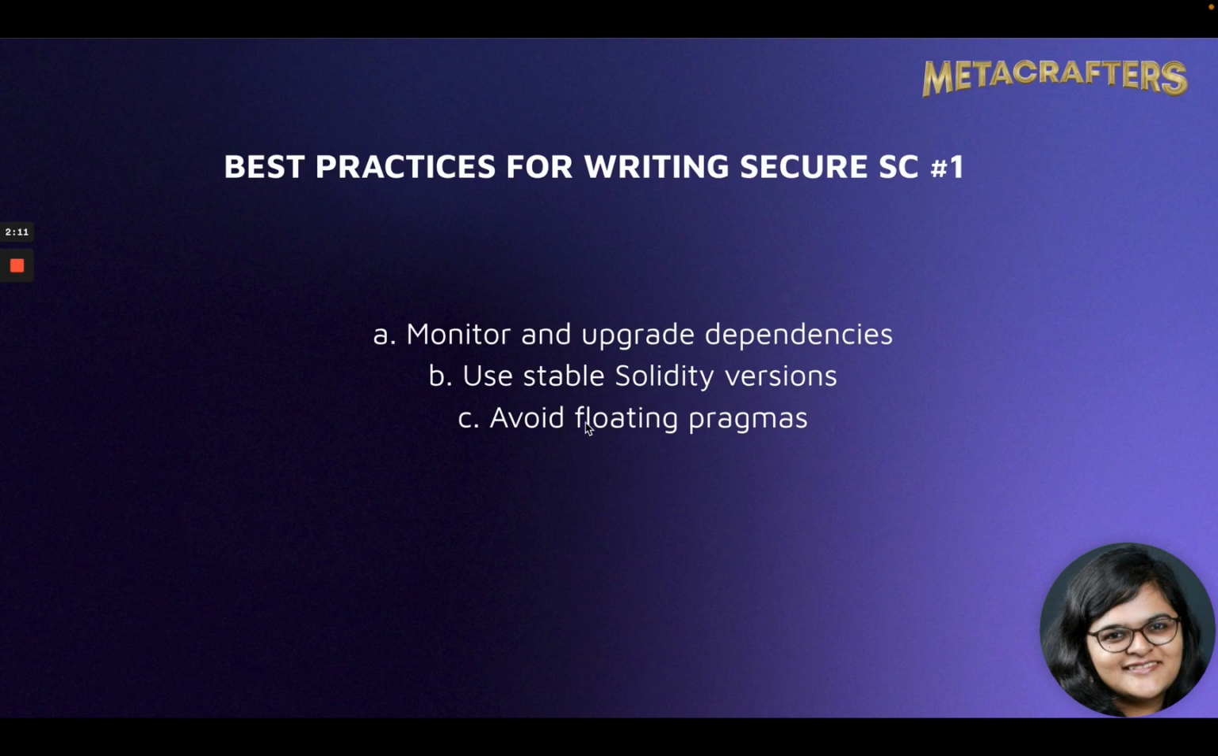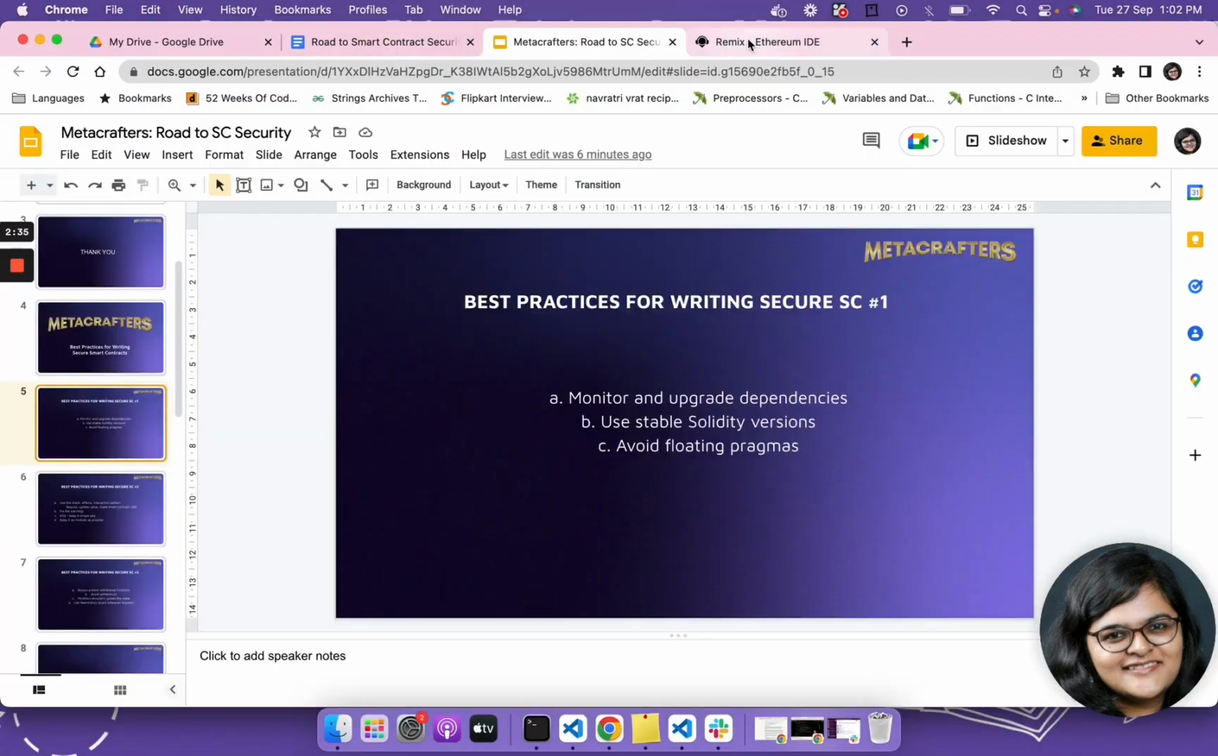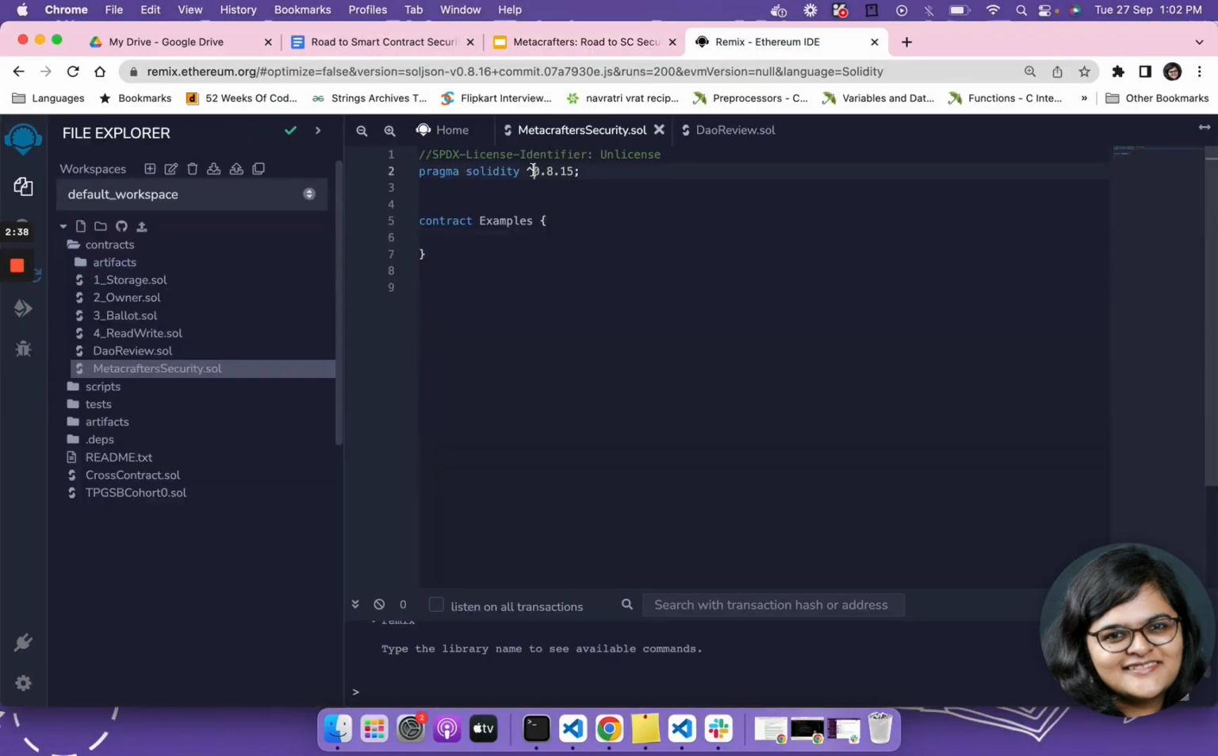And avoid floating pragmas. For example, a lot of us have the habit of writing greater than a particular version, lies between, say, 0.7 and 0.9, right? Now, between 0.7 and 0.9, there are lots of Solidity versions with multiple breaking changes at different levels. So, I suggest strongly to use your Solidity version like this. Do not use like this, just mention a specific version, right?